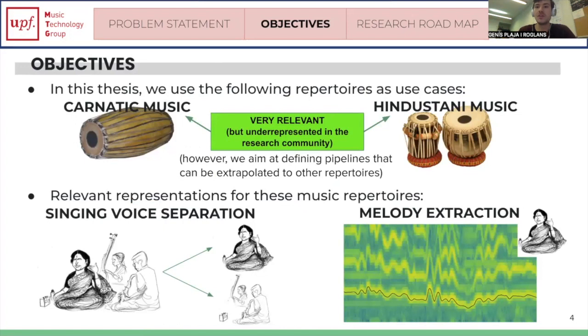So this tone that you hear, made from a tampura, is one of the most important instruments in the Carnatic and Hindustani repertoires, which are very relevant repertoires with a high impact worldwide, but that are a bit underrepresented in the research community. Therefore, we want to focus on these two repertoires as use cases, and then design methodologies that can be extrapolated later on to other repertoires.